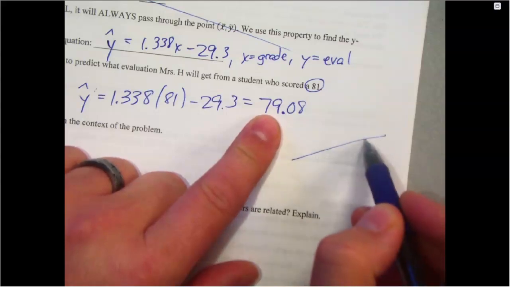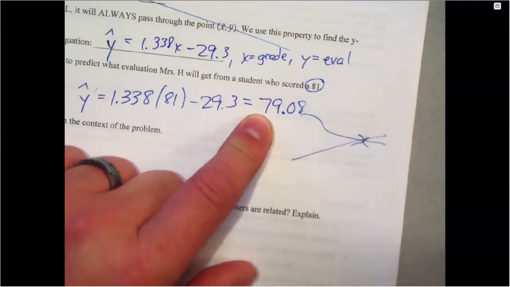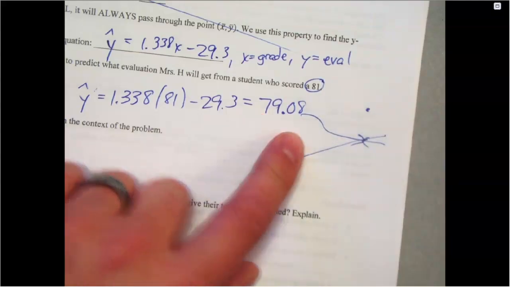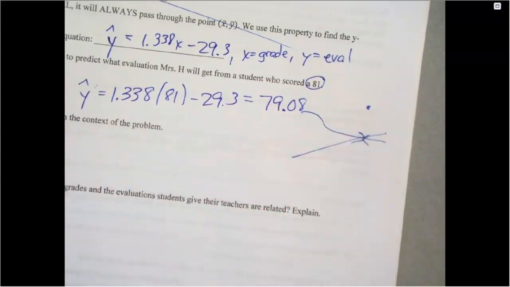So this y value that it's predicting is there. This dot is higher than that, right? That's the actual dot. It's above the prediction line. So is that a positive or negative residual? It's a positive.